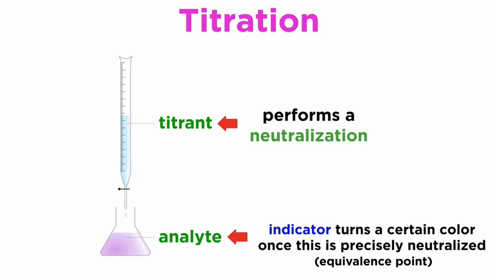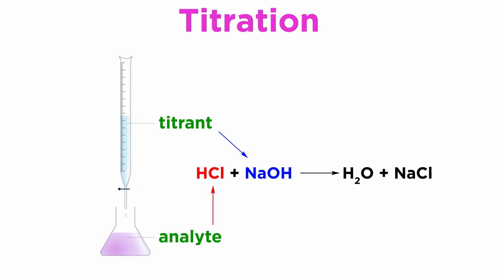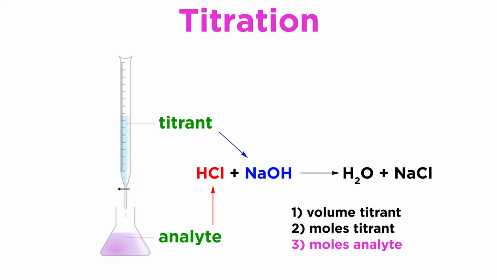We add just enough titrant to reach something called the equivalence point, where a substance called an indicator will change colors, indicating that the analyte has been precisely neutralized. A stoichiometric amount of titrant has been added so as to react with precisely the amount of analyte present. We can then use the volume of titrant added to find the moles of titrant added, which from the stoichiometric ratios gives us the moles of analyte present, and we can use volume of analyte to then get the concentration.